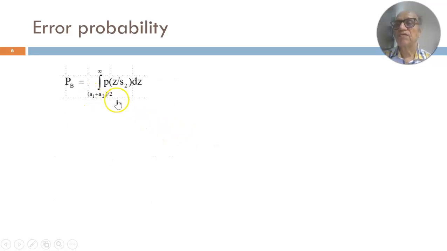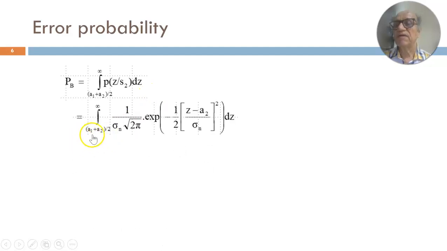calculation. We'll assume that, let's say, S2 was transmitted. So P_B is equal to the integral from lambda 0, which is (A1 plus A2)/2, to infinity. Now we substitute for this: 1 upon sigma n root 2 pi exponential. This is the standard equation for P(z|S2), which we studied last time. In order to use the tables available for the standard normal Gaussian function, we need to change the variable to convert this into the standard Gaussian function.